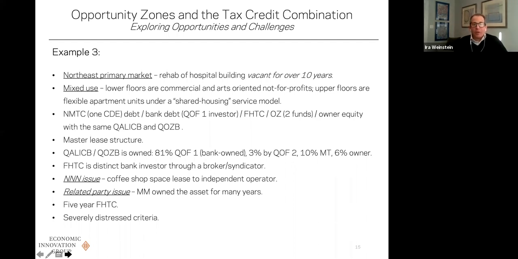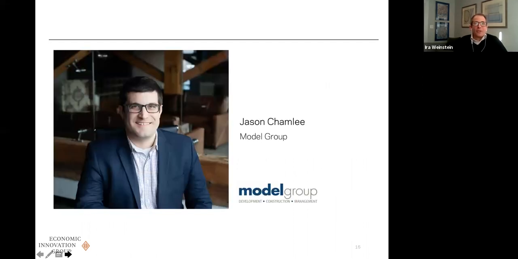And then the other issue here that was significant was there were some related party challenges that we had to deal with because the sponsor, the managing member, had owned the asset for quite a few years prior to the establishment of the OZ. This was a 5-year Federal Historic credit. A lot of transactions that we've seen had gotten grandfathered, so we're starting to see more and more, and we'll only see, unless legislation changes, the 5-year Federal Historic. And then this one again was severely distressed. So that's what we've got.